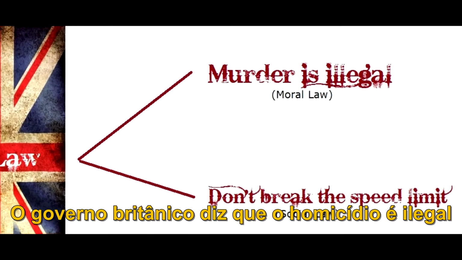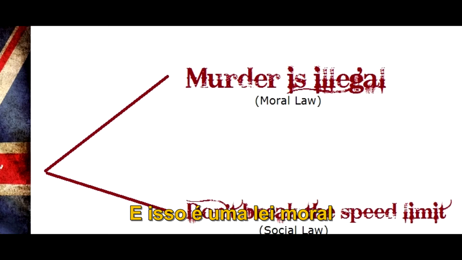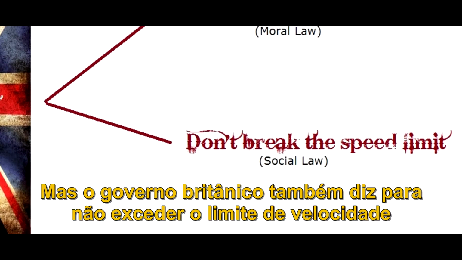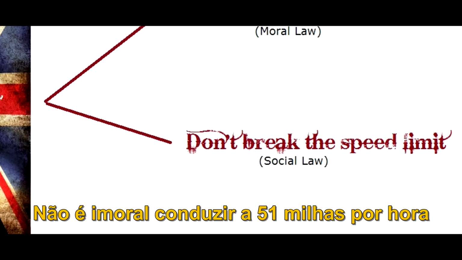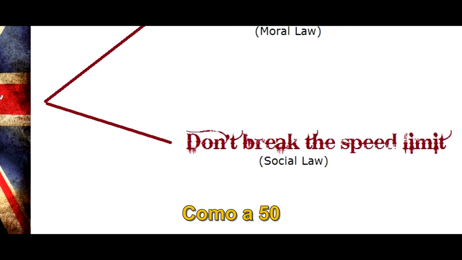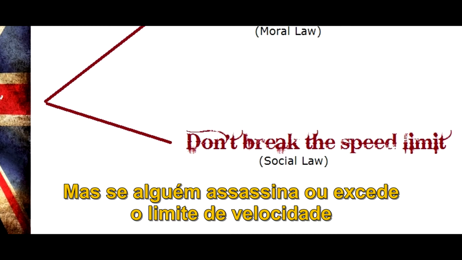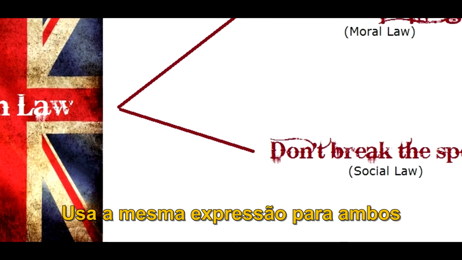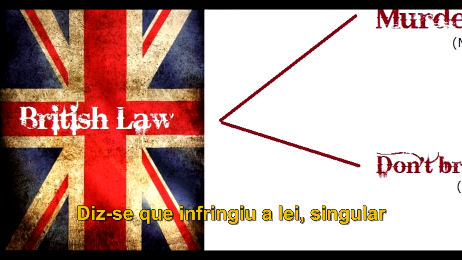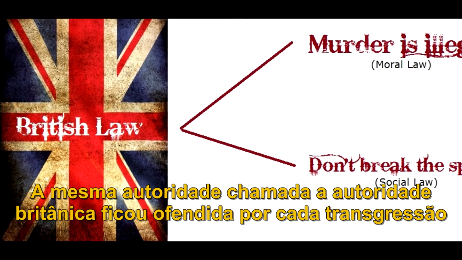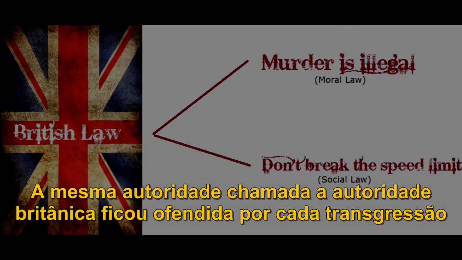The British government says that murder is illegal, and that's a moral law, but the British government also says not to break the speed limit, and that's not a moral law, it's a social one. It's not any more immoral to drive at 51 miles per hour than it is at 50. But whether someone murders or breaks the speed limit, we use the same expression for both. We say that they have broken the law, singular. The same authority, namely the British government, has been offended by each transgression.